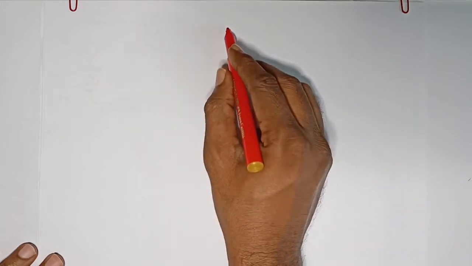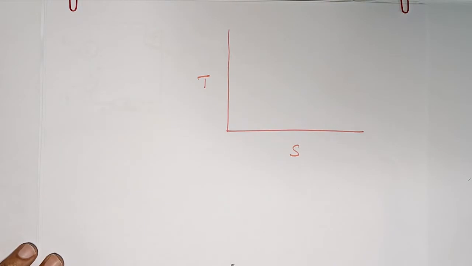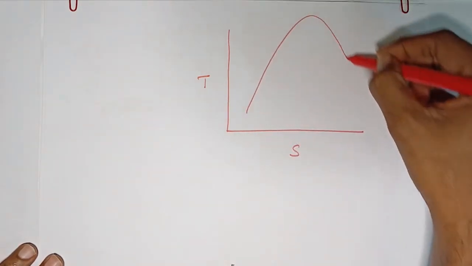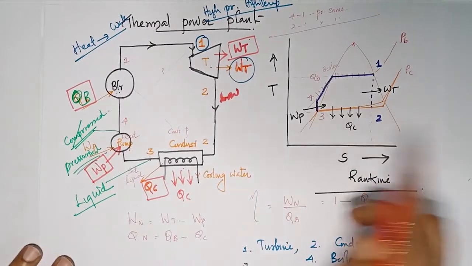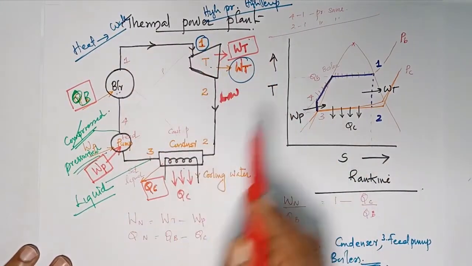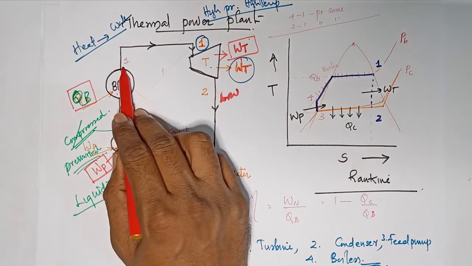Now when we analyze the TS diagram, it is the temperature entropy diagram. This is the TS diagram. This is a dome. As I have told you, there are two pressure points. One is the high pressure point. The second one is the low pressure point. High pressure point means 1.